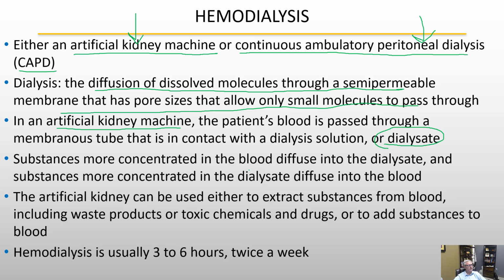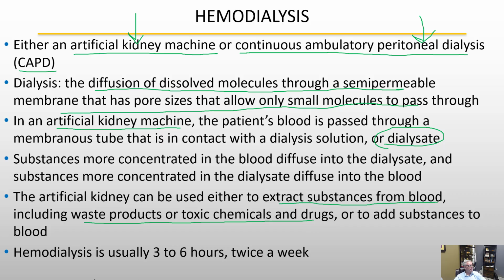And basically, this dialysate is going to be what's used to create this gradient to allow the chemicals or the waste products to go from the bloodstream into the kidney machine. We're not going to go into the chemistry behind it. But basically, this dialysate and the artificial kidney machine is going to extract those substances from the blood, the waste products, the toxic chemicals, the drugs, whatever, from the patient's bloodstream. And what goes back into the patient is clean blood.